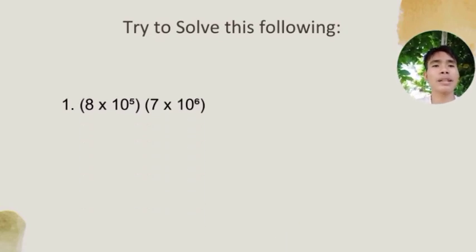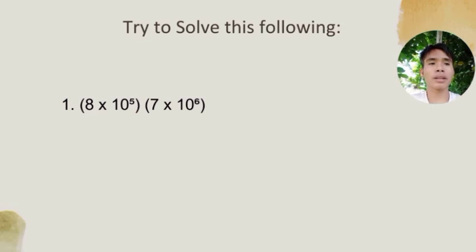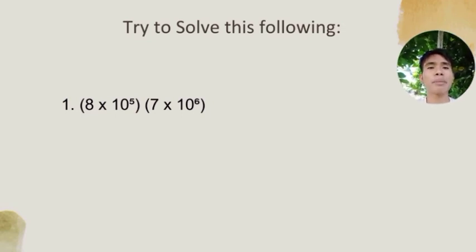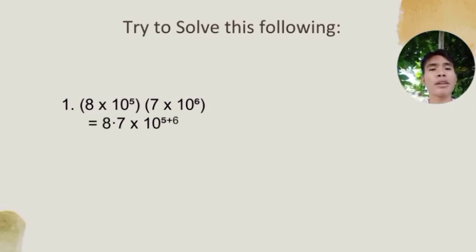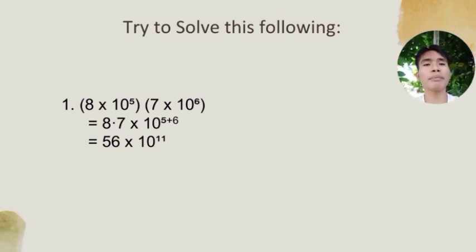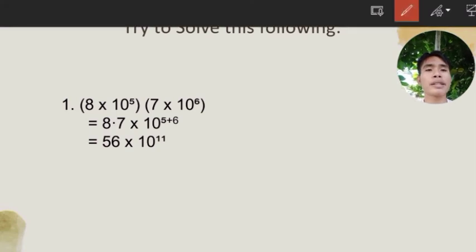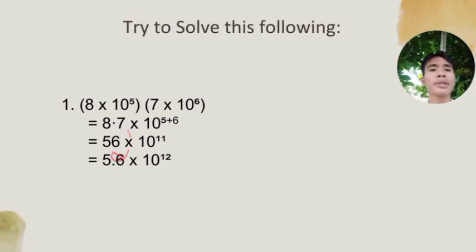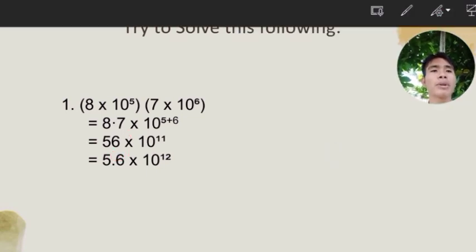Okay, try to solve the following. You can pause the video and check the answer. 8 times 10 to the power of 5 multiplied by 7 times 10 to the power of 6. So, multiply the coefficients, 8 times 7, then times 10, then add the exponents, 5 plus 6. So the answer is 56 times 10 to the power of 11. Since we can't have a 56 because it is more than 10, move the decimal to the left. Kani siya diri sa 56, move siya diri. It becomes 5.6, then na siya exponent nga 1. So it will become 5.6 times 10 to the power of 12.